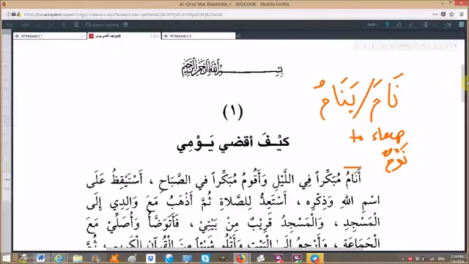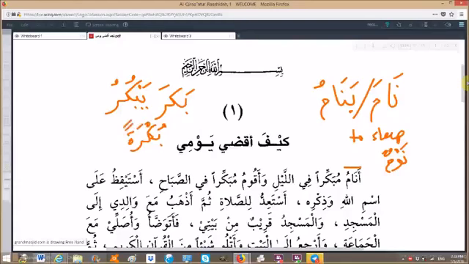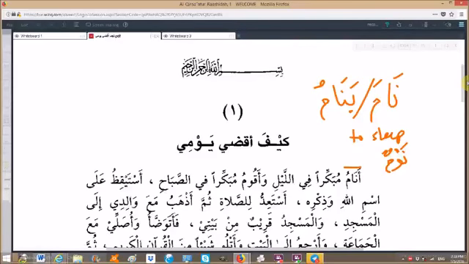Anamu mubakkiran, from bakara yabkuru, meaning to set out early. Not necessarily early in the morning, but to set out early. So if we're going to leave at night, and I set out early, I might still leave at night, but I set out earlier than everyone else. So, bakara yabkuru. And we know the word bukra, like we remember Allah, bukratan wa asila, in the mornings and the evenings. So, anamu mubakkiran, I go to sleep early.